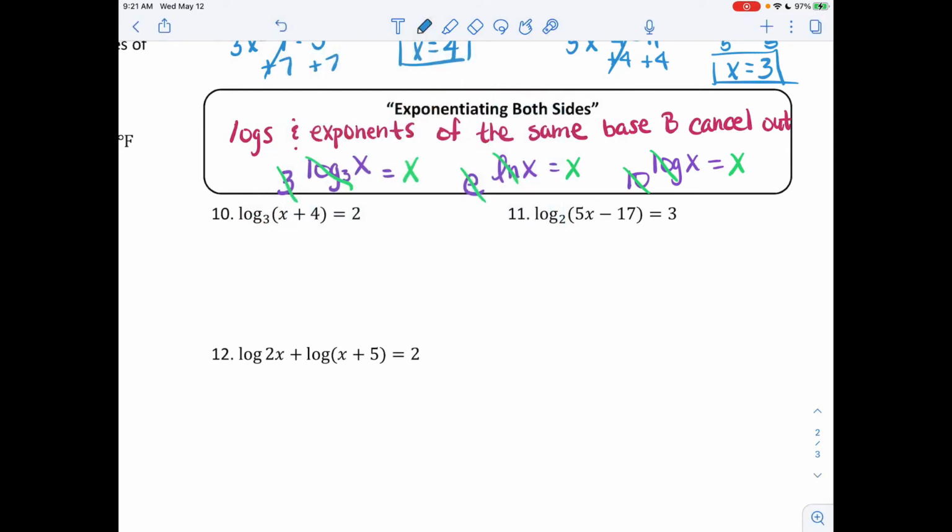So instead of rewriting the whole thing, I'm just going to write a gigantic 3 here. And so this is 3 raised to the log base 3 of x plus 4. But if I do that to one side, I have to do this to the other side too. So I'm going to have a gigantic 3, that's my exponent base, and I have 3 raised to the second power. Well, I know what that is. 3 squared is simply 9.